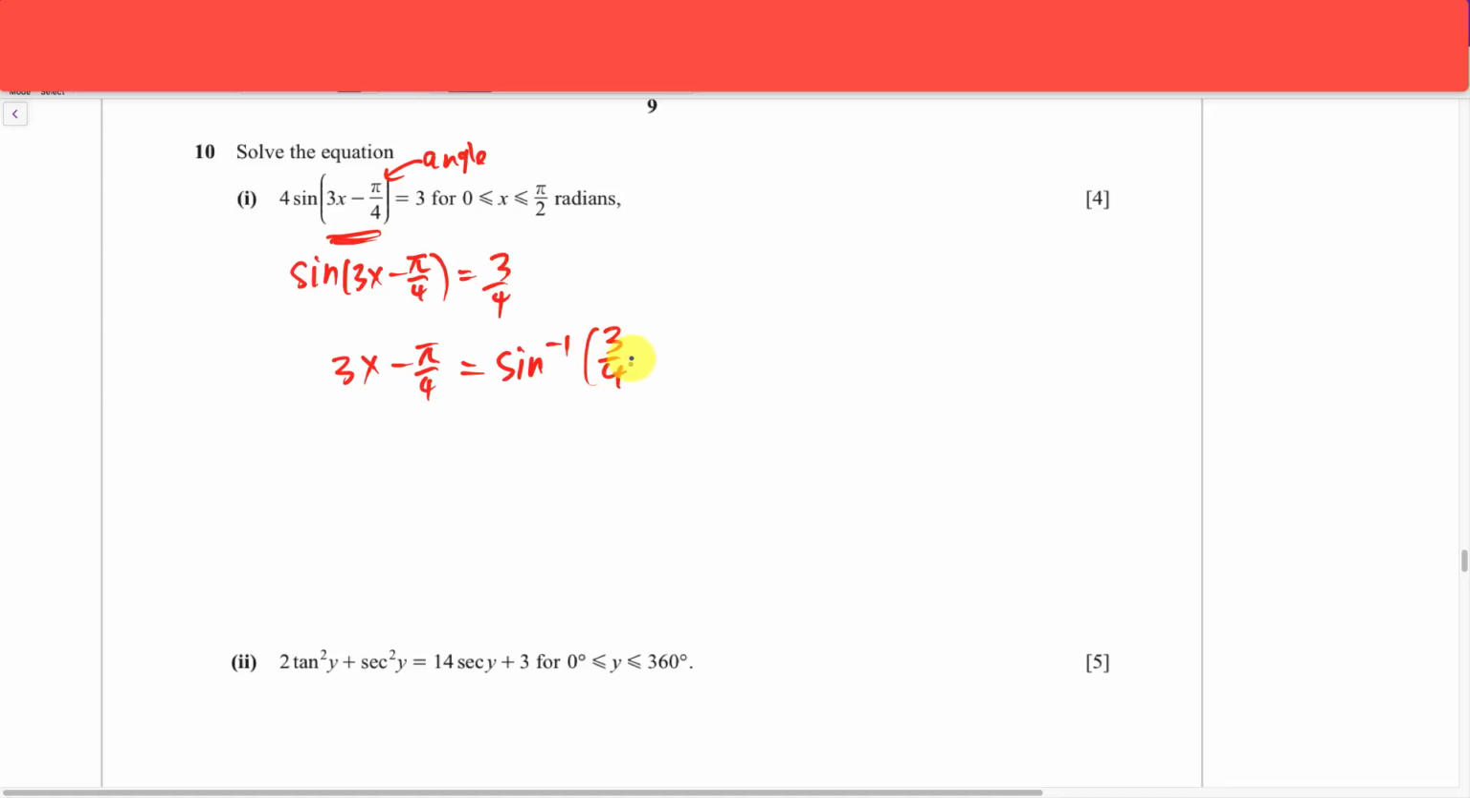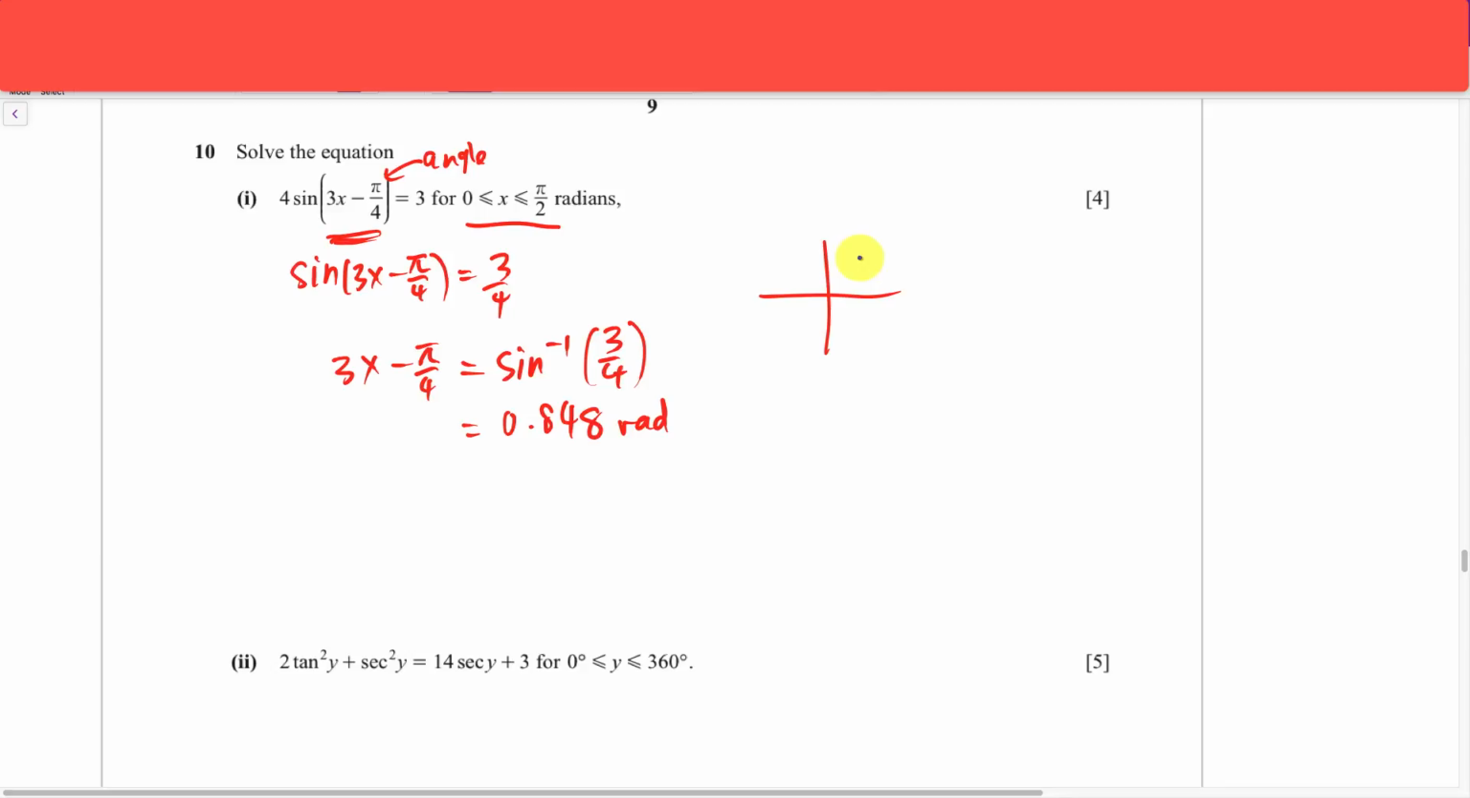But because I see the range here is in radians, I will change my calculator into radian mode. So therefore I have shift sine 3 over 4. Okay, so I will have my first angle, 0.848 radian. This one is basically the angle in the first quadrant. It's an acute angle.